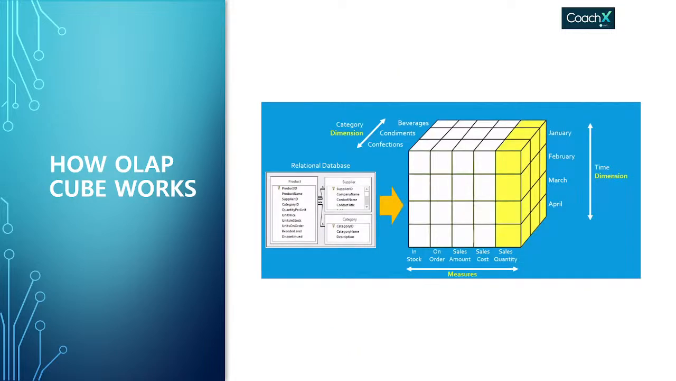Now I have given you all the working of OLAP. How the OLAP cube works by using the four operations called roll up, then slice and dice, then after that drill down, and at last pivot, which is called a rotation.